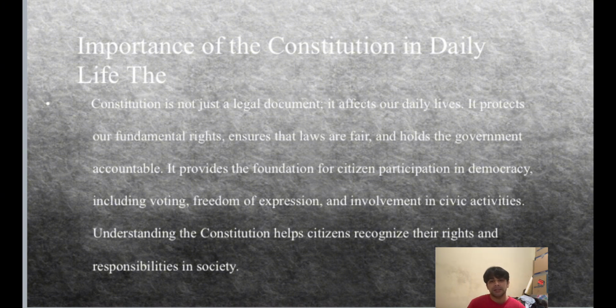Alright, lastly, our slide 5 here is the importance of the Constitution in our daily lives. The Constitution is not just a legal document, it affects our daily lives. It protects our fundamental rights, ensures that laws are fair, and holds the government accountable. It provides a foundation for citizen participation and democracy.